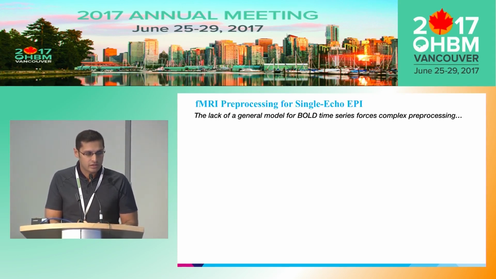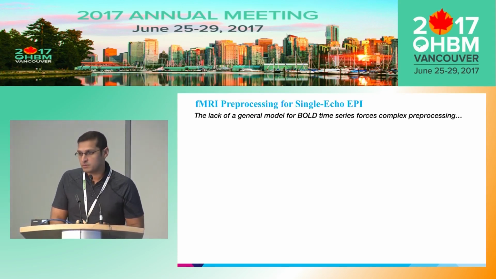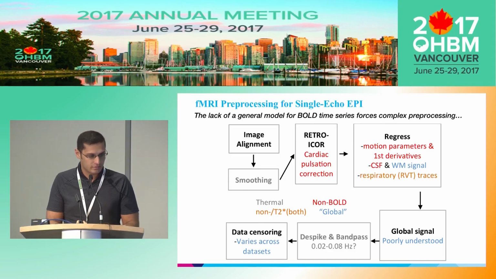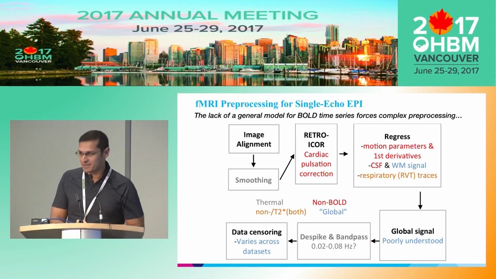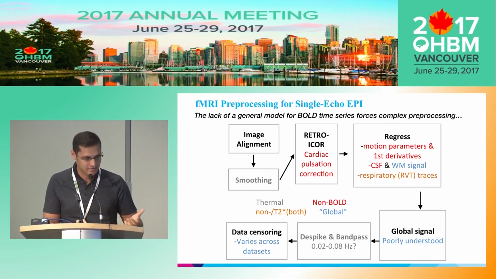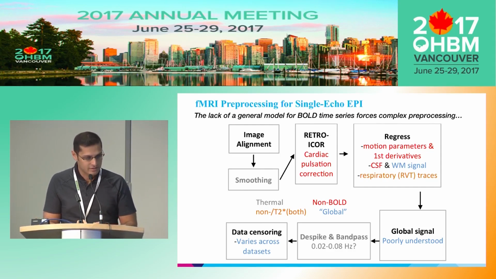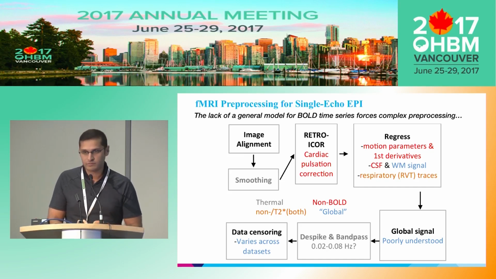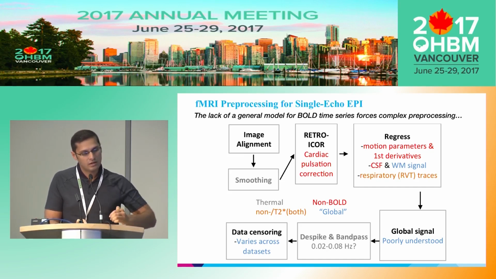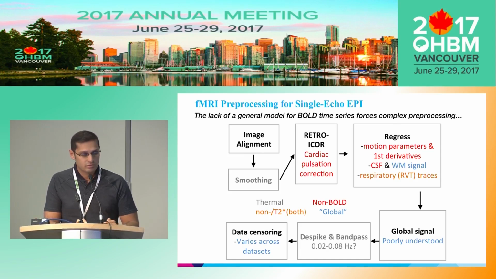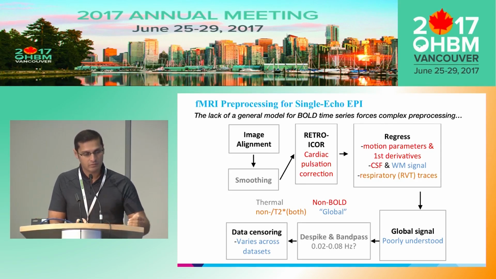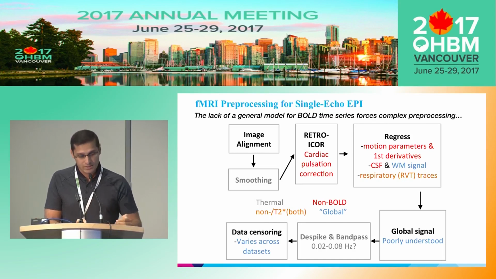The lack of a general model for BOLD time series forces complex processing. So, just to piece everything together that you've seen today, this is basically a workflow for how fMRI is analyzed. There are several steps here that we've already covered, including RETROICOR for correcting pulsation. How do you regress out motion parameters, or how do you deal with the CSF or white matter signals? Then we move on to the issue of what is the global signal.